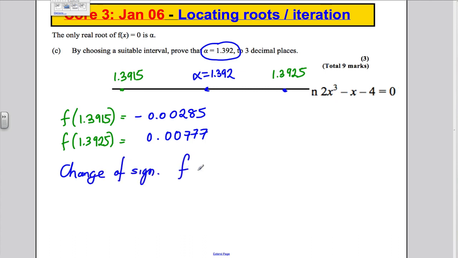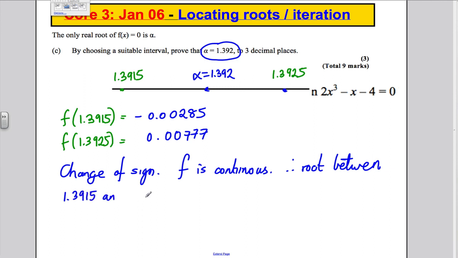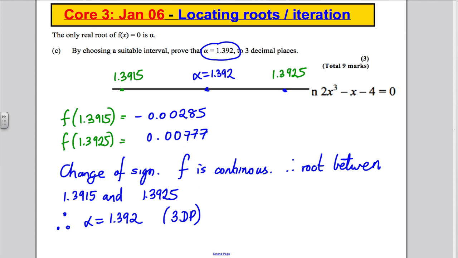We know f is continuous. Therefore there is a root between 1.3915 and 1.3925, and in particular therefore alpha is 1.392. We can say with comfort to 3 decimal places. That must be the answer to 3dp. Okay, next question.